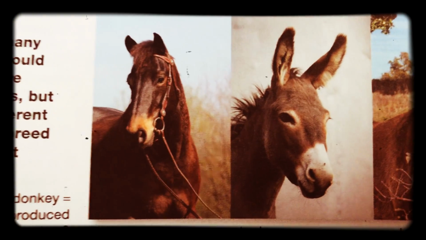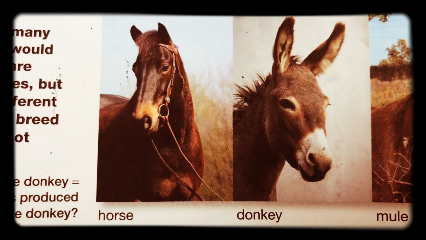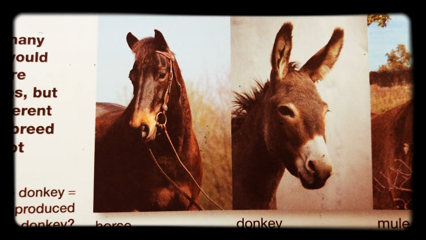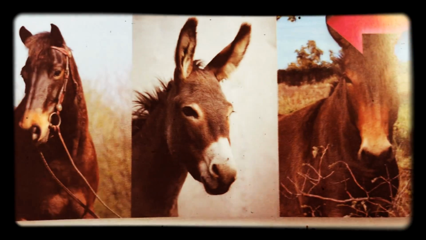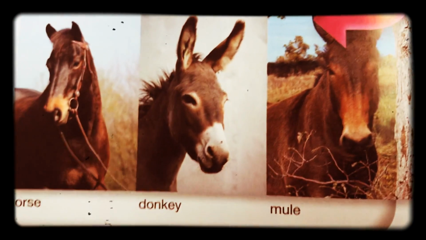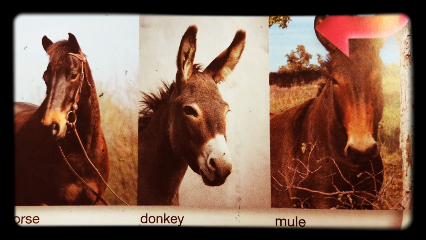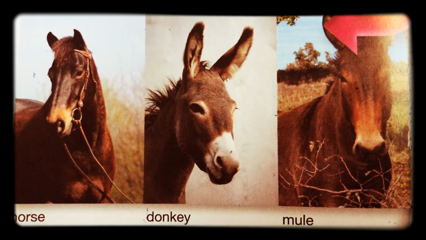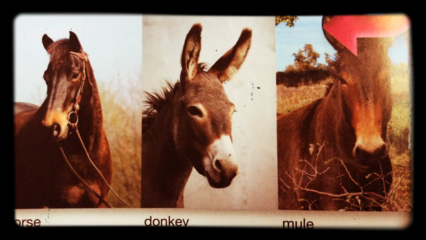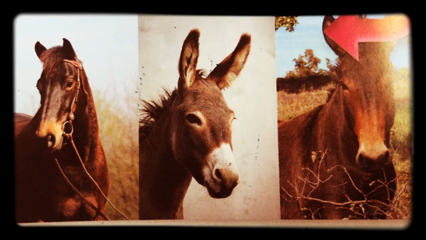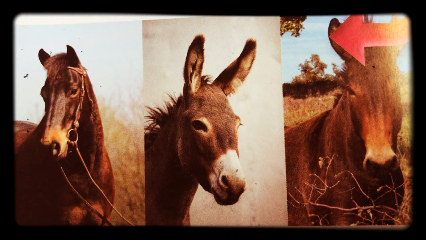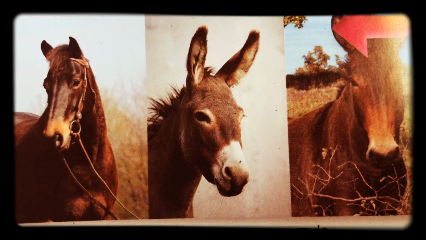Now, if you have a female horse and a male donkey breeding together, they will produce a mule. Now the mule will be sterile. It will not be able to have offspring itself. The same thing would happen if you had a male horse and a female donkey.